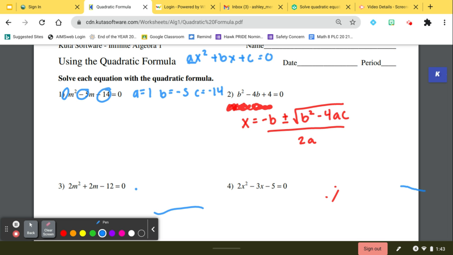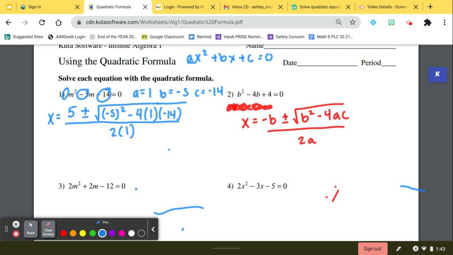So this is where I'm just going to then plug into my formula. So x is equal to negative b. Well, b is negative, so negative 5 is 5, plus or minus the square root of b squared, so negative 5 squared, minus 4ac, so 4 times 1 times negative 14, all over 2 times a. So then it just requires us to simplify, and I'll use a different pen.